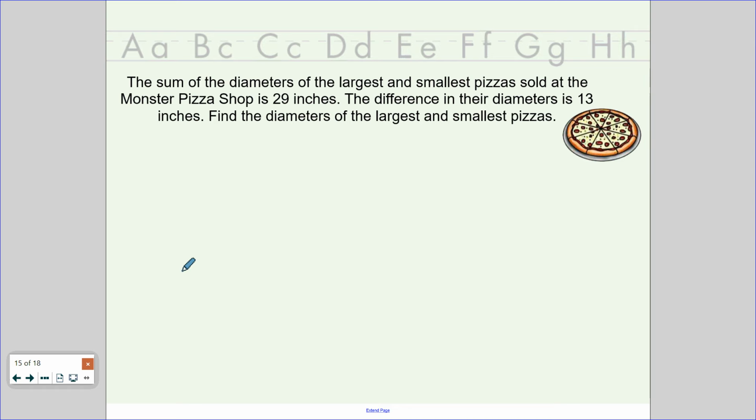The sum of the diameters of the largest and smallest pizzas sold at Monster Pizza Shop is 29 inches. The difference in their diameters is 13 inches. Find the diameters of the largest and smallest pizzas. When you're solving a system of equations, you first want to define your variables. Your variables are whatever you're looking for. And usually that's going to show up at the very end of the problem. We see that a lot with math problems. So you can see here it says find the diameters of the largest and the smallest.